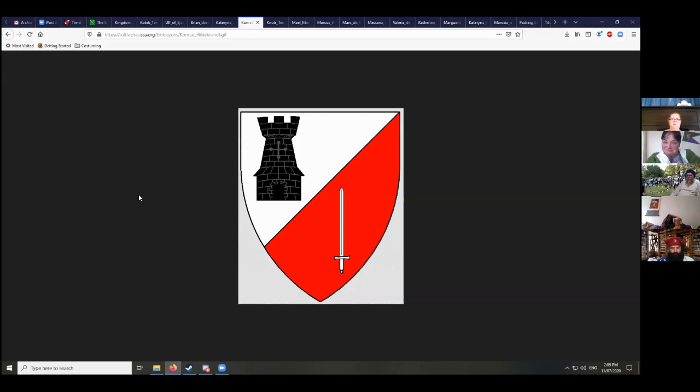Very, very close. One thing you did differently with the tower and the sword is you changed where you put the tincture. We put the tincture after the charge. So a tower sable and a sword argent. You had sable tower and argent sword. We define the charge type, then we describe the various things that describe the charge, such as number, tincture, posture, arrangement, all these things.